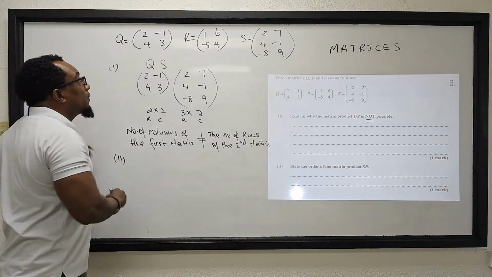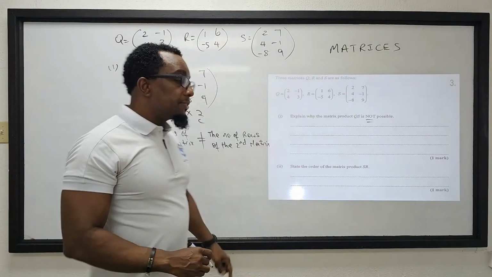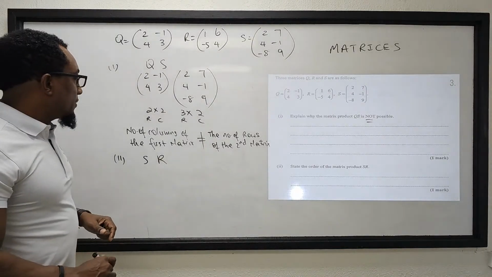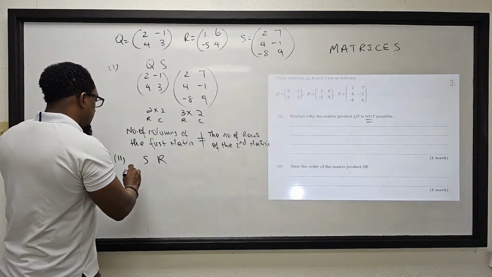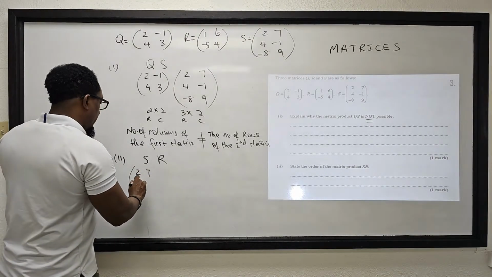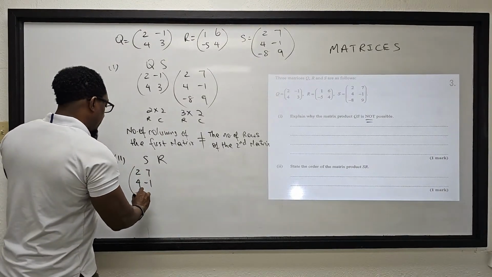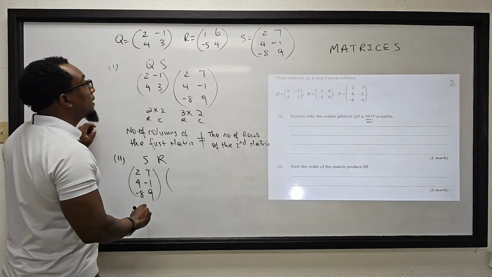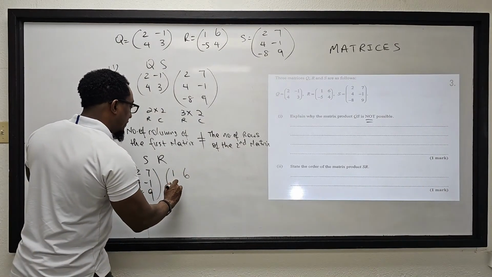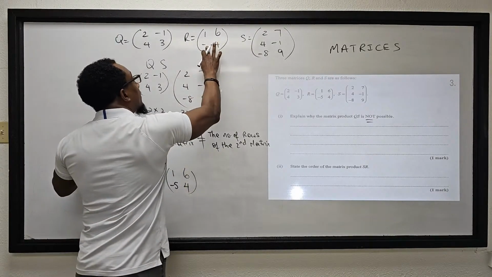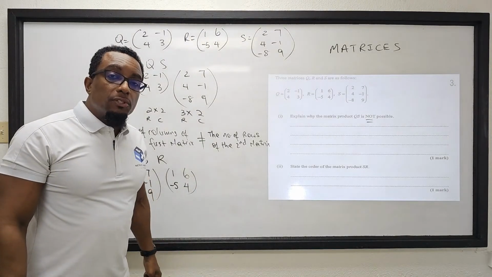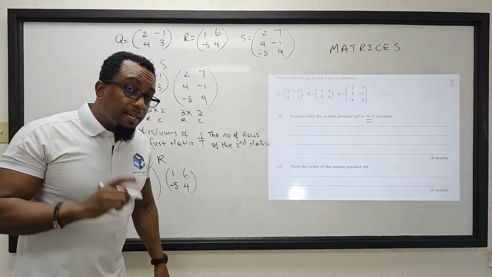So you want us to now state the matrix product SR. So that's matrix S multiplied by R. Let's set it up. S, whose elements are 2, 7, 4, negative 1, negative 8, 9, times R: 1, 6, negative 5, 4. Right? So, can we multiply those two matrices? You have to check that first. Always remember to check that first, right?